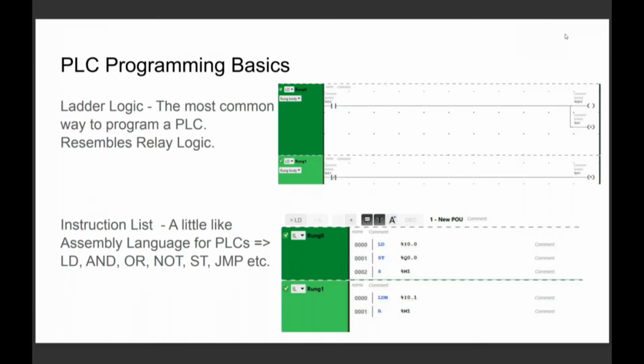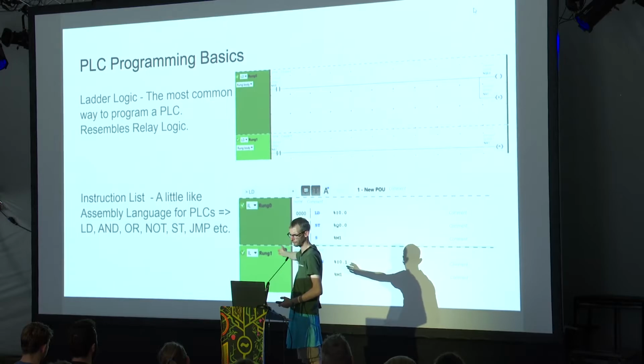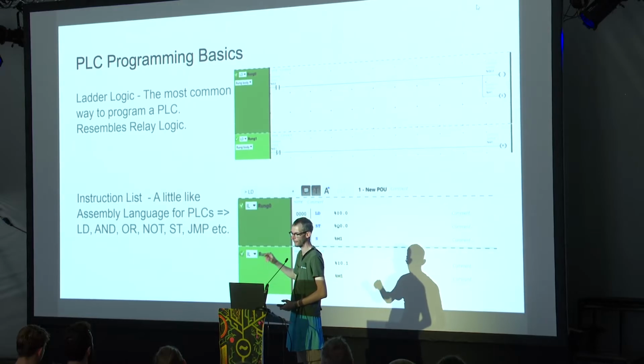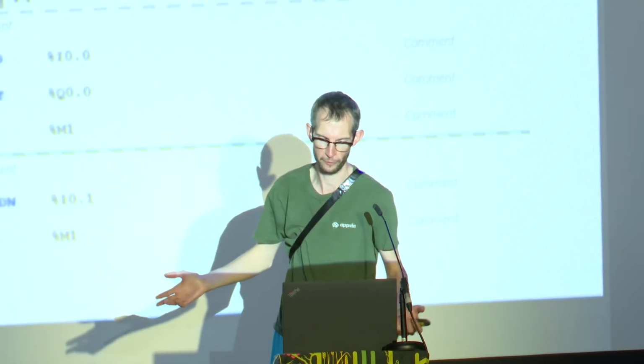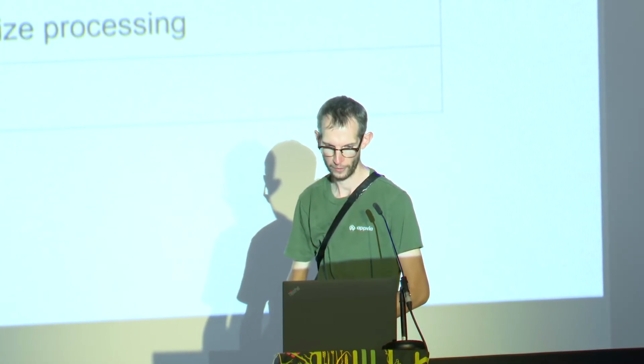One of them looks like a sort of circuit diagram. Contacts on one side, coils on the other. Contacts are just like inputs and coils are outputs. And the other way of writing it is instruction list, which is a little bit like a flavour of assembly language, but it's only got like 15 operands in total, so there's not a lot it can do, which kind of gets me on to the next point.